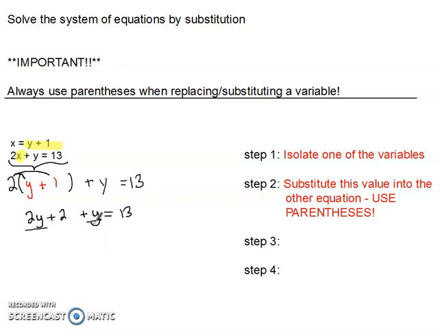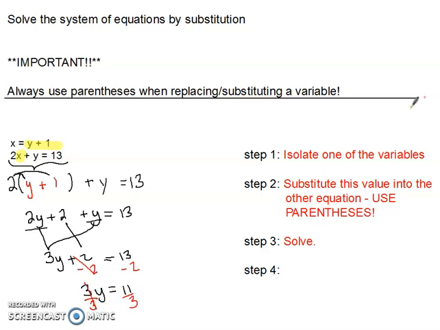I combine like terms, so I can add 2y and y to get 3y. And then I have a plus 2 equals 13. And now I can solve. I subtract 2 from both sides, and that is my step 3. I solve. Subtract 2 from both sides. I've got 3y is equal to 11. And to undo my multiplication, I will divide by 3. And it looks like my y does not divide into an integer, so I'm just going to leave it as a fraction. y equals 11 over 3.